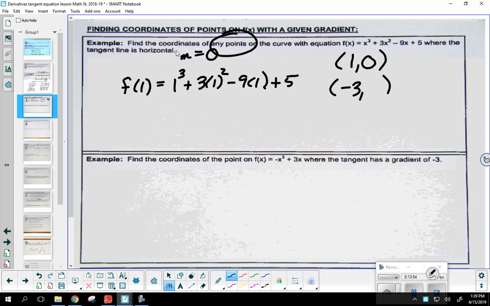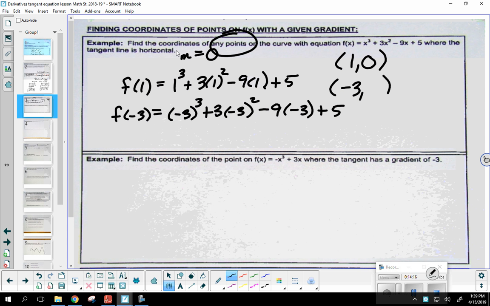Okay. And the other one, let's go ahead and plug in -3. So that would be -3 cubed plus 3 times -3 squared minus 9 times -3 plus 5. And honestly, off the top of my head, I don't remember what that one was. Is that what you guys are getting?